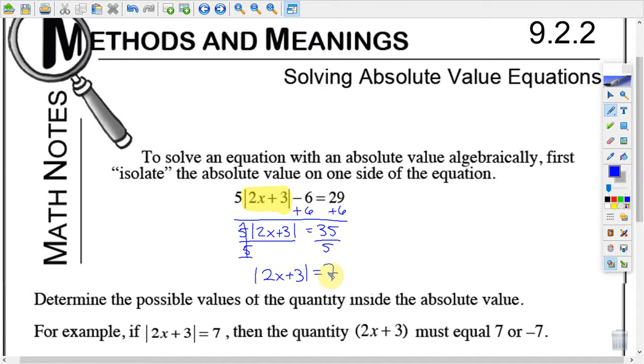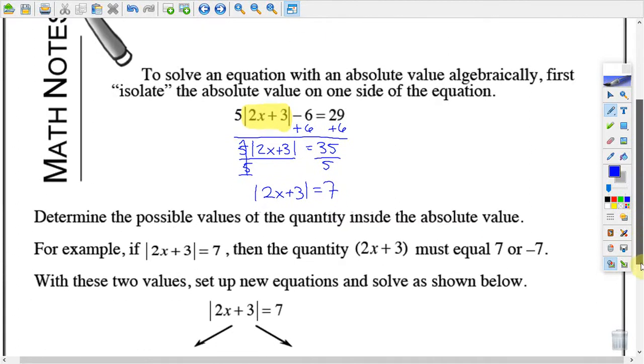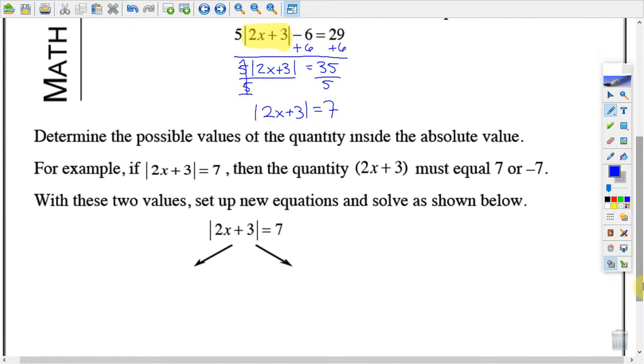And now we're going to move into the next phase of solving the problem now that we've isolated. So now we want to determine the possible values of the quantity inside the absolute value. So for example, if we know that the absolute value of 2x plus 3 equals 7, then the quantity inside could either equal 7 or negative 7.